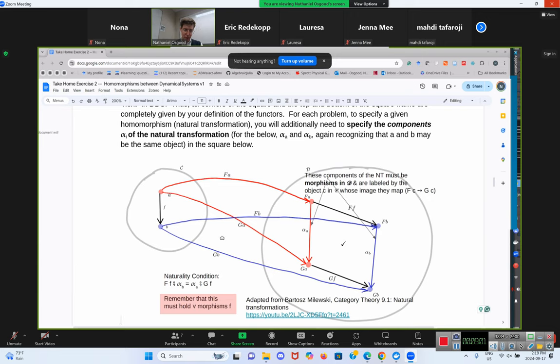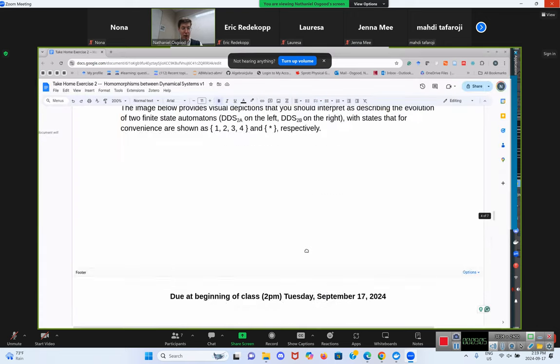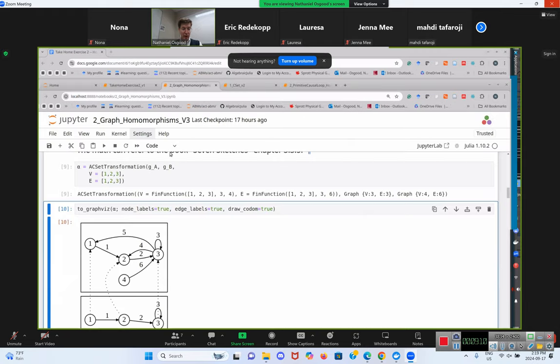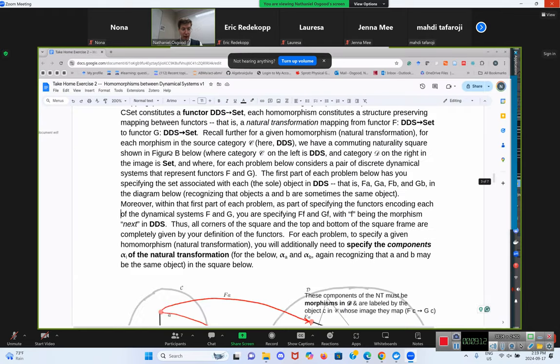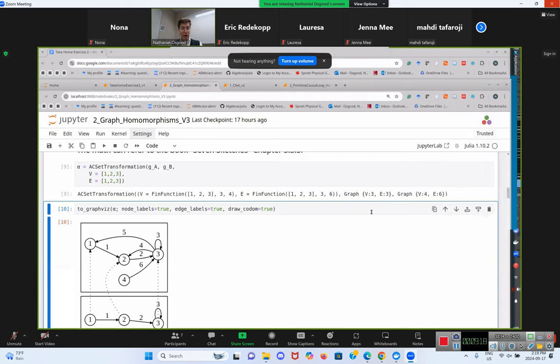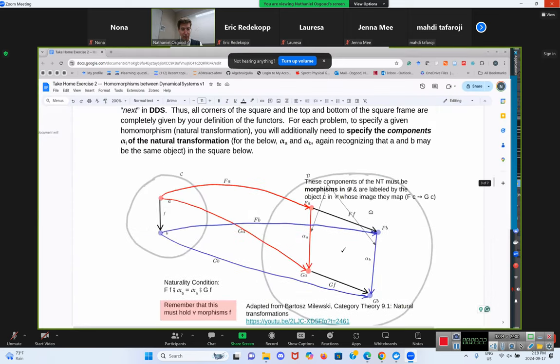That's what we're going to be specifying in this natural transformation. Today, we're going to be talking about this for these discrete dynamical systems. We're going to be relating where one dynamical system maps it to where the other maps it, okay? That's our goal for today.